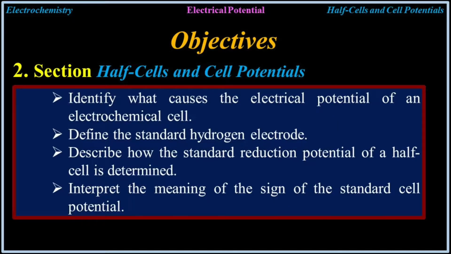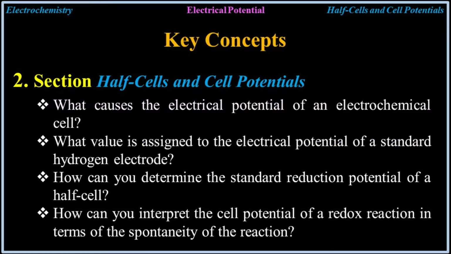Section 2, half-cells and cell potentials. Identify what causes the electrical potential of an electrochemical cell. Define the standard hydrogen electrode. Describe how the standard reduction potential of a half-cell is determined. And last, interpret the meaning of the sign of the standard cell potential. And those are the 4 objectives for Section 2, half-cells and cell potential.